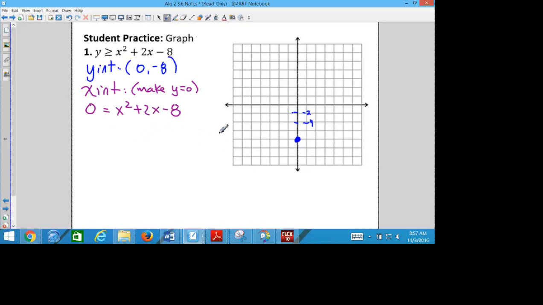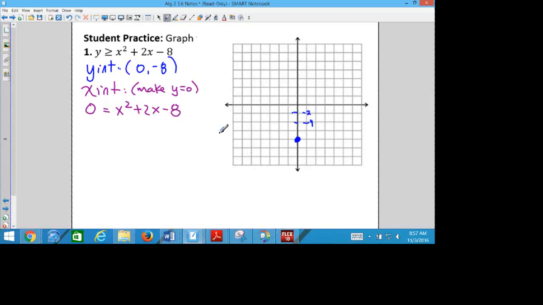When you're solving to find what the x-intercepts or the y-intercepts are, you can make it an equal sign. The only time we really need the greater than or less than symbol is if it's dashed or solid and where to shade it. Everything else you can just treat it like it's equal. So I'm going to use an equal sign to find the x-intercepts.